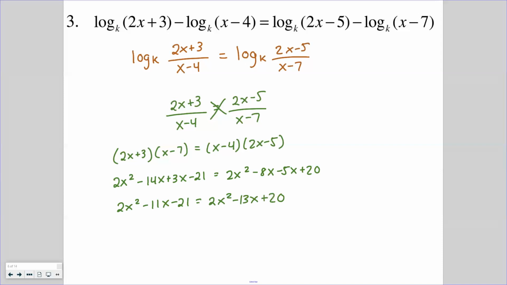Okay, once I've FOILed everything, I can start combining like terms. Conveniently, the 2x squareds go away. And then I'm going to move everything with an x to the left. I'll move everything without an x to the right. We're going to get 2x is equal to 41. So x is equal to 41 over 2.